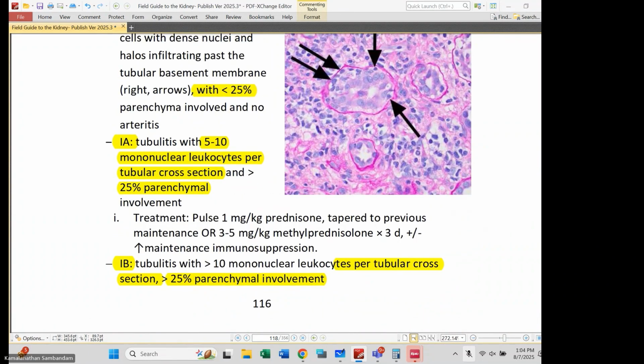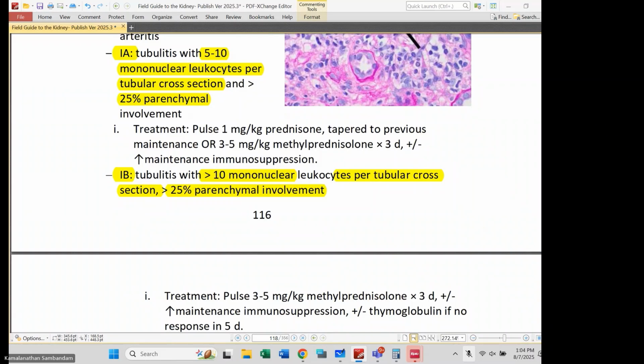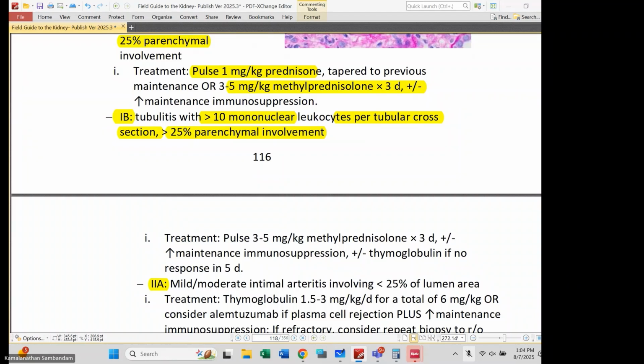If I see 5 to 10 of these per cross section of a tubule, then I'm calling it a 1A. If I see greater than 10, I'm calling it a 1B. Usually for these 1As, I'm using steroids alone. We have mini pulses and maxi pulses, which I don't have memorized, but some steroids.